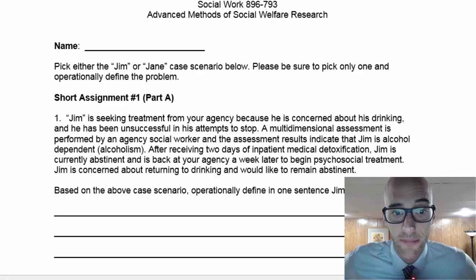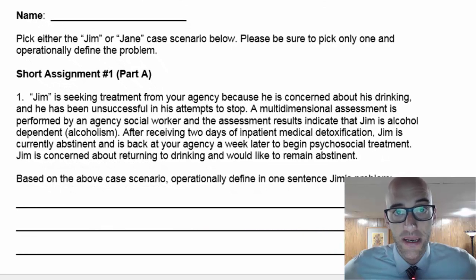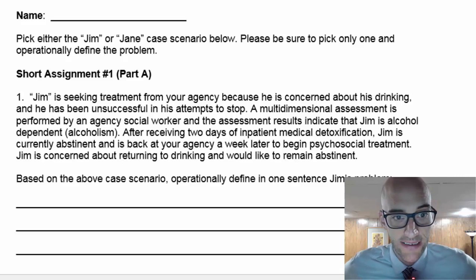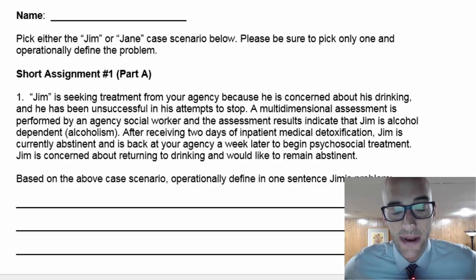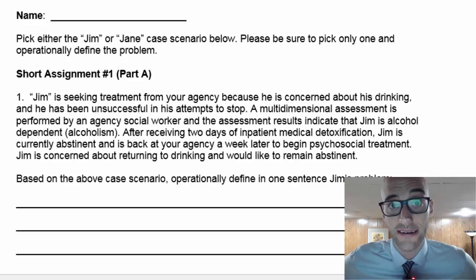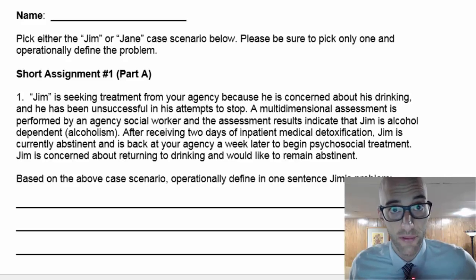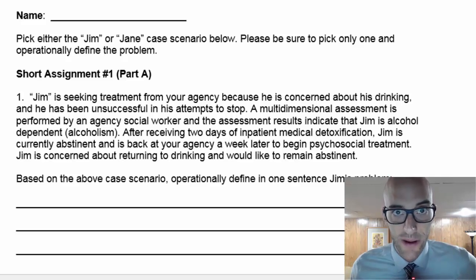The first one is about Jim, and he is somebody who has been diagnosed with alcohol dependency. And after 2 weeks of receiving inpatient detoxification, Jim is currently abstinent, but is back at your agency seeking treatment and is concerned about returning to drinking and would like to remain abstinent. So based on this, you could operationally define his problem in a number of ways. You could put something like standard alcoholic drinks consumed per day, number of cravings to drink alcohol per day, number of days abstinent within a week. Depending on how severe his problem is, you could use a few different ways to write this up.